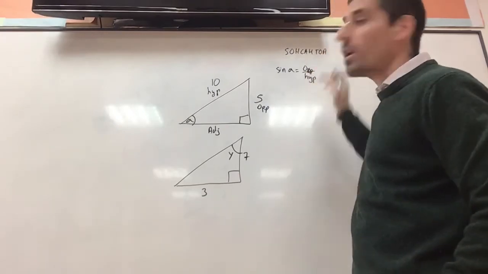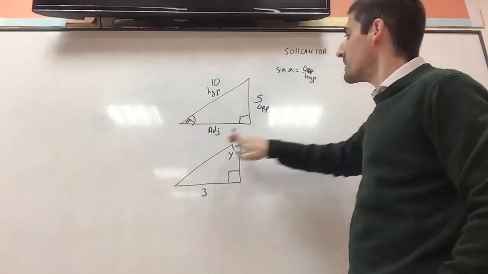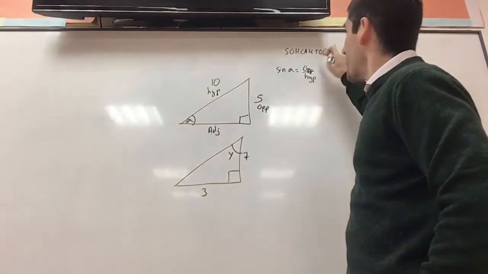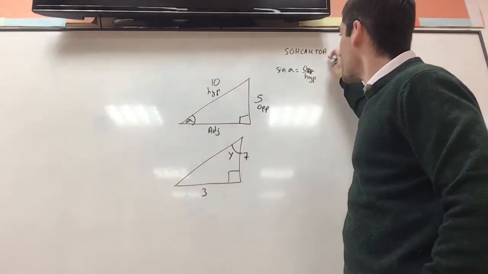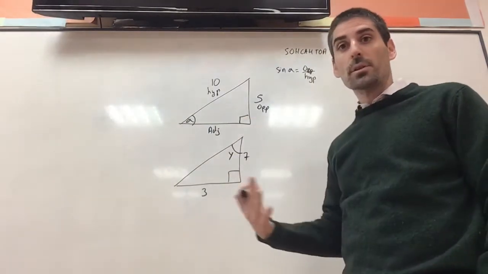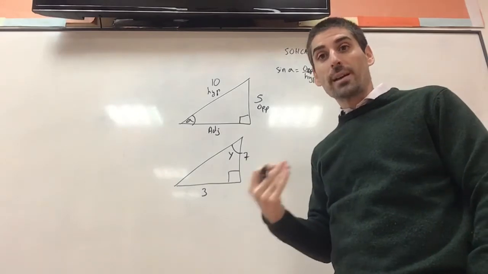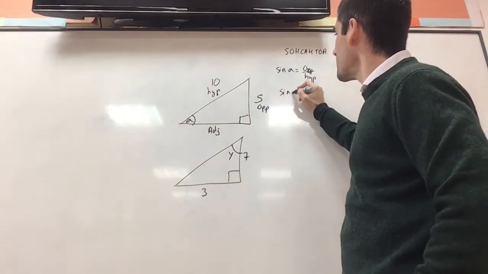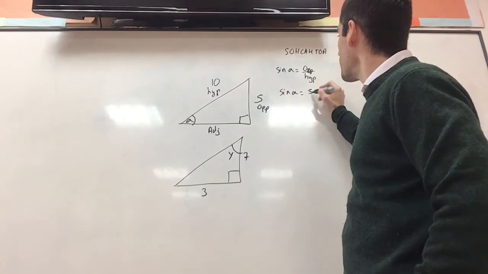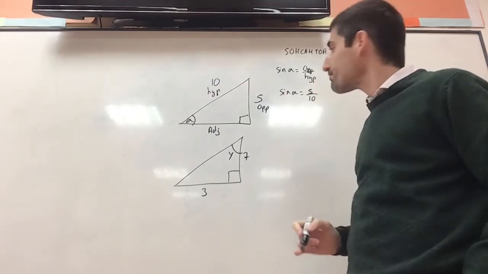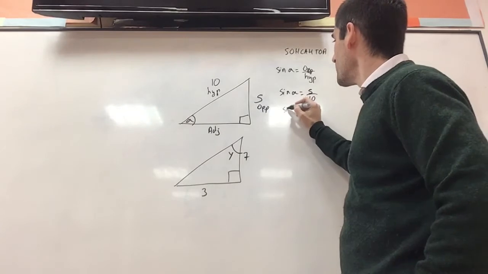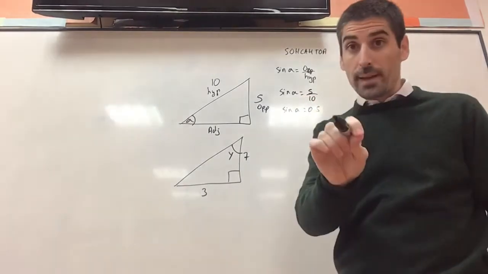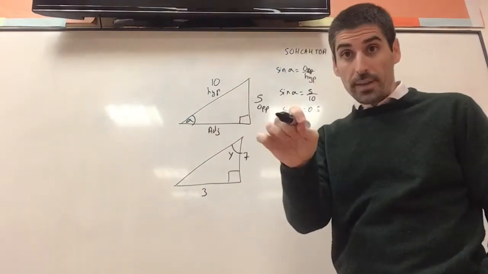I cannot find the cosine, because in order to find the cosine, I will need to know the adjacent, which I don't, and I cannot find the tangent either, because again I will need to know the adjacent, which I do not. So the only ratio I can find is the sine. So I will write in my exam that sine A is 5 over 10. So the sine of A is 0.5. But that's not the angle, that's the sine of the angle.